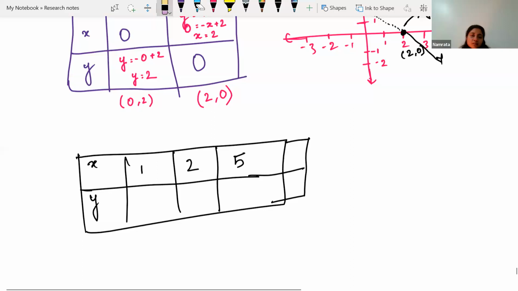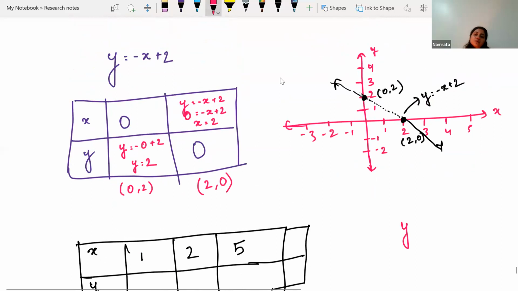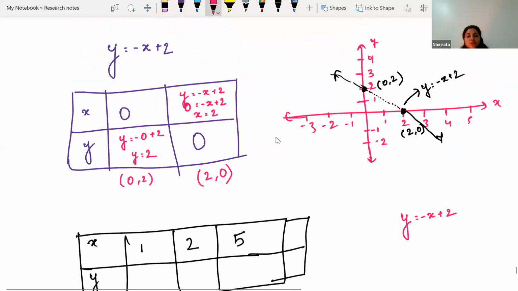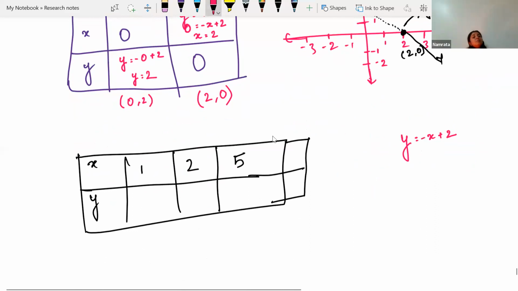So let's see. We have the equation y equals minus x plus 2, and we want to create a few points over here, and randomly I have taken a few x values. I can also take minus 1. So we have to calculate y for those.